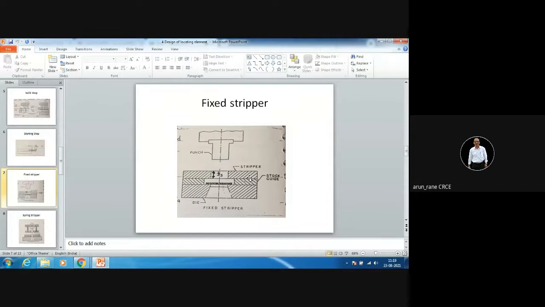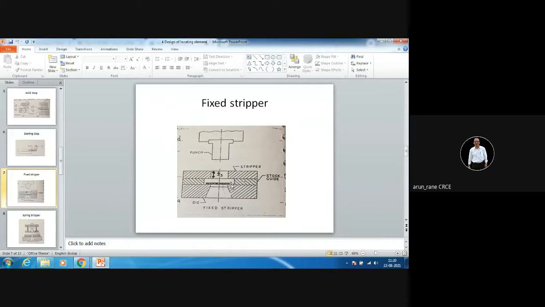Then these are the type of strippers. Strippers also can be used for holding the strips. So this is your fixed stripper. So where is the stripper? This is the stripper here. Okay. And you have this is your stock. यहाँ पर स्टॉक है. ठीक है. ये स्ट्रिपर है वो. Now ये स्टॉक है.